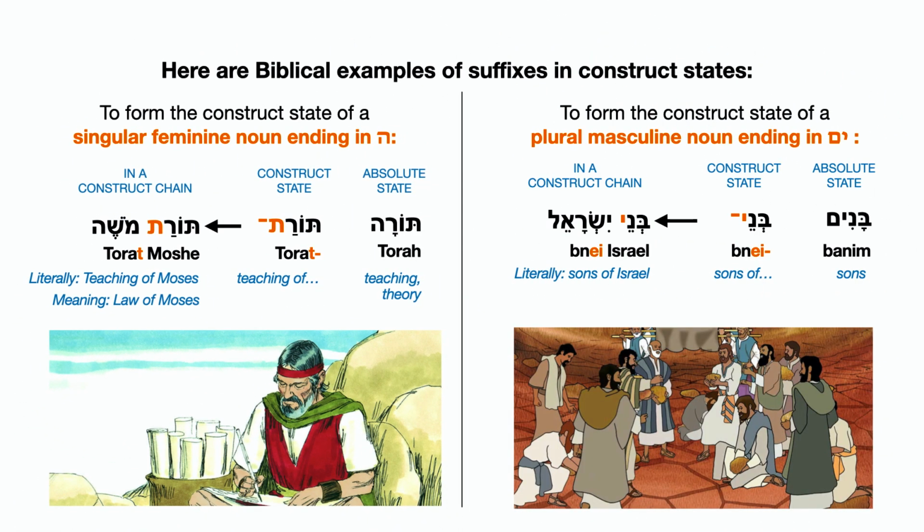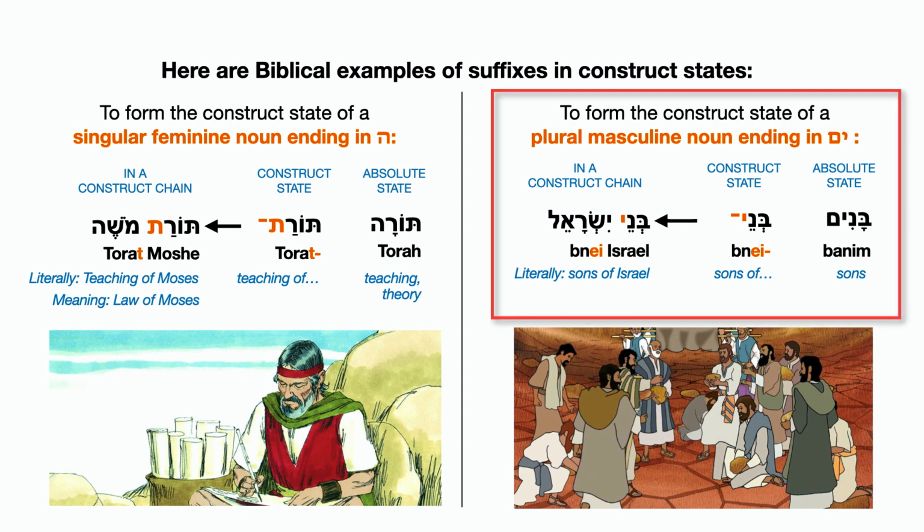And here are some biblical examples of suffixes in construct states. So again, because we form the construct state of a plural masculine noun ending in im by adding the suffix a, we have this example. Banim means sons. So to add the suffix a, banim, sons, becomes bnei, sons of. So when we say bnei Israel, bnei means sons of plus Israel. That means sons of Israel.